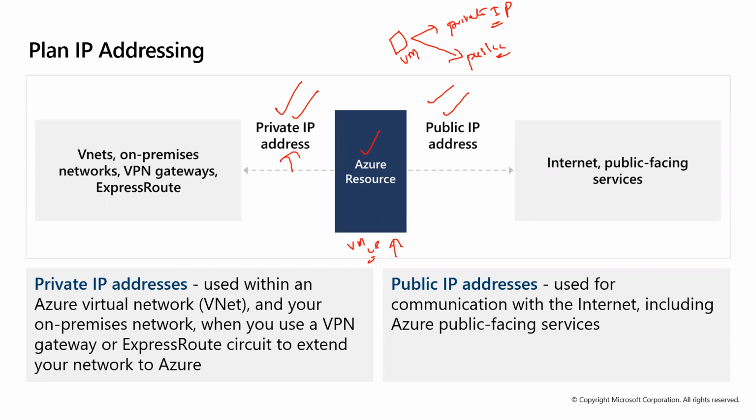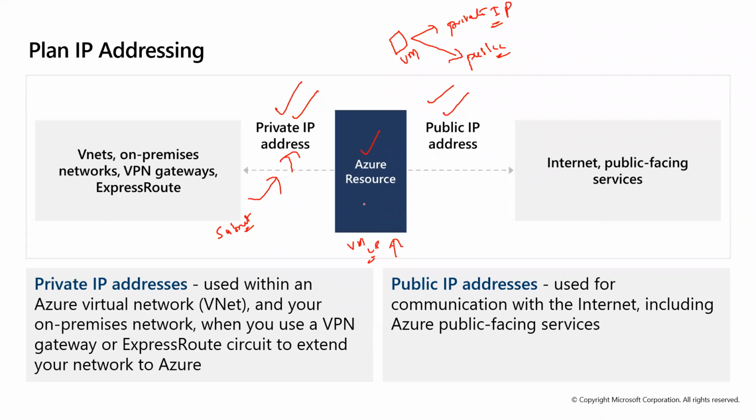Right? Now, when we talk about private IP addresses, how do your resources get a private IP address assigned? The private IP addresses are assigned by subnets. Subnet assigns the private IP address. That's how your resource will get the private IP address.